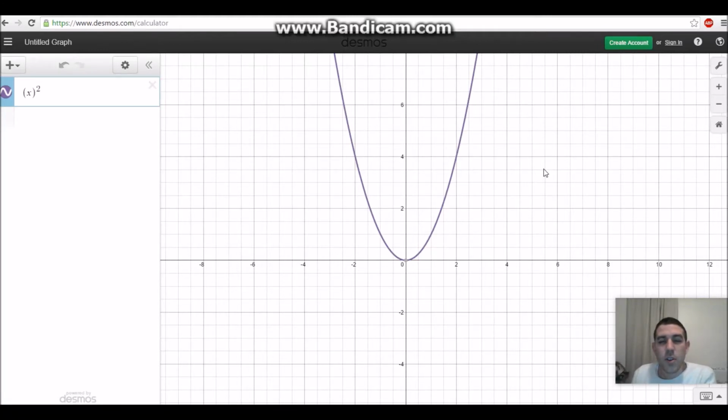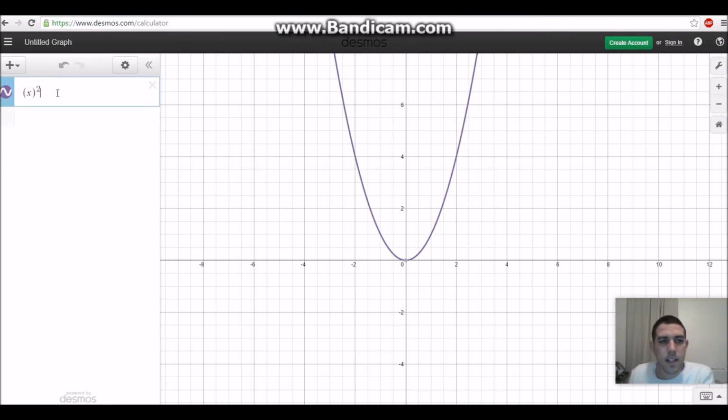Today we're going to talk about transformations. Transformations are just a way to move the parabola around the graph by changing the equation. So if you look over here, I have an x squared, and here's my basic parabola. I'm using a graphing calculator online called Desmos graphing calculator. So desmos.com will bring you here.